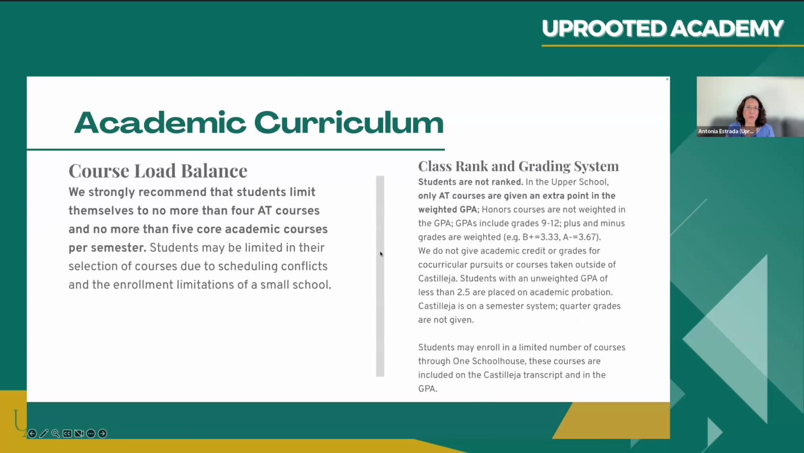So just touching on a few more aspects of the academic curriculum. This school, again, Castilleja, you can see here it includes information about course loads. It says we strongly recommend that students limit themselves to no more than 4 AT courses and no more than 5 core academic courses per semester. So that's a section they've added.